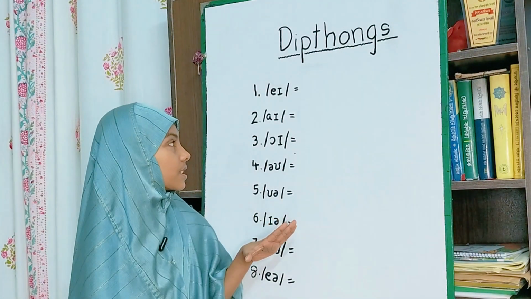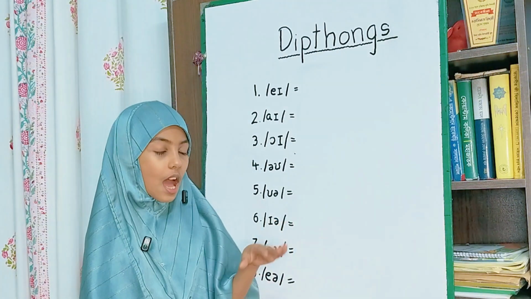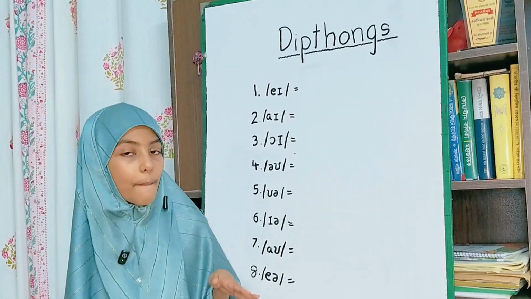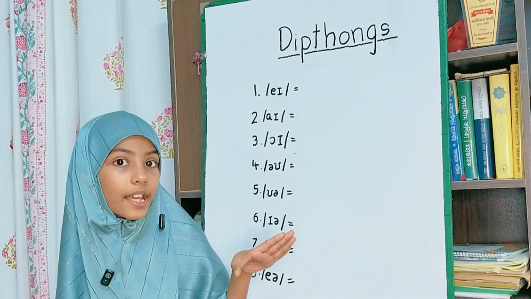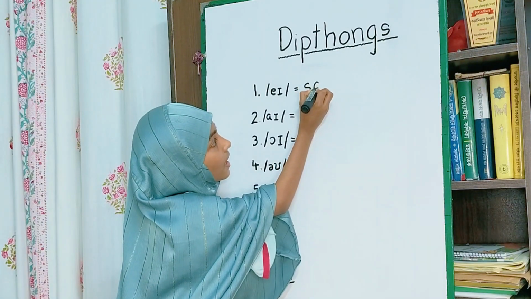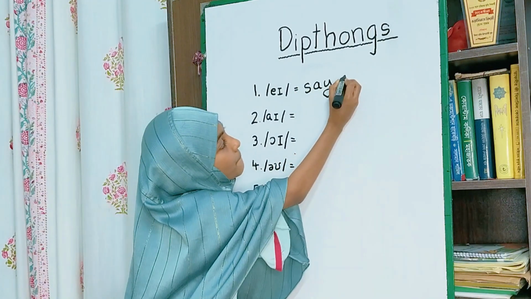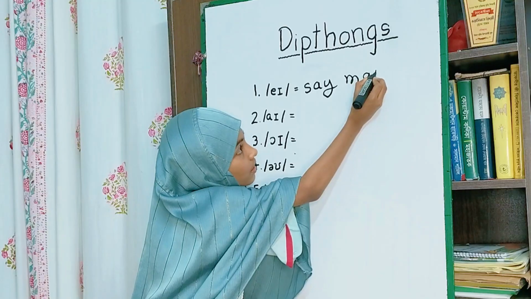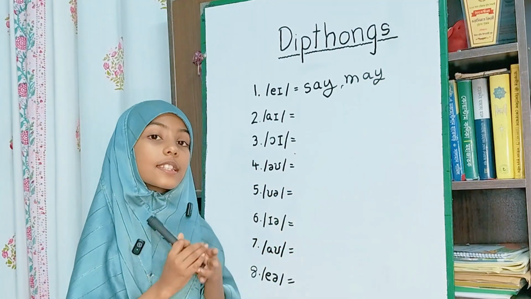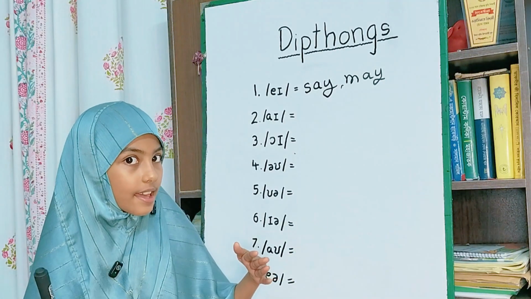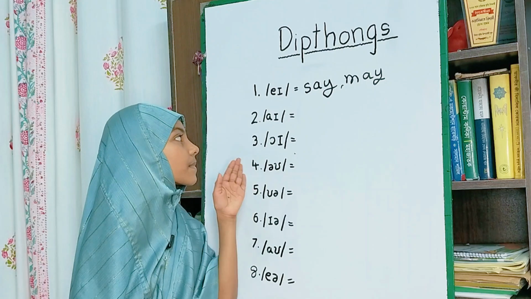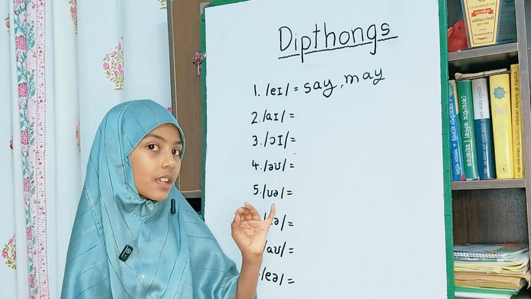There are different words with A, such as make, bake, weigh, may, say, stay. May, A, stay, say, A.